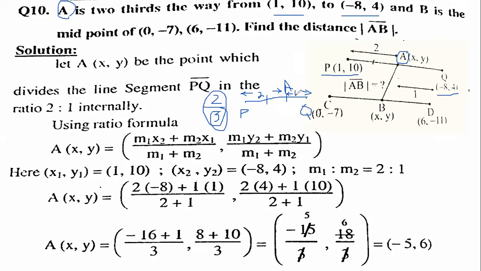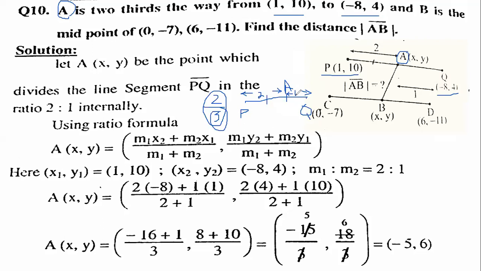This is the way we get the ratio when it is given in the question. Point A is 2/3 the way from 110 to -8, 4. It means A is on the line segment. A divides the line segment PQ in the ratio 2:1.